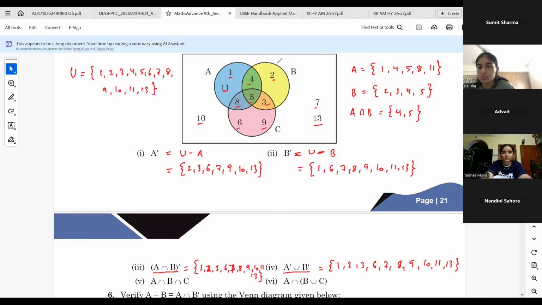Then let us come to the fifth part, which is A intersection B intersection C, meaning the common part of all the three. You can check from the Venn diagram here. The part which is common among all these three sets is this one, the middle one, right? This comes in all of these. So it will be 5 here.